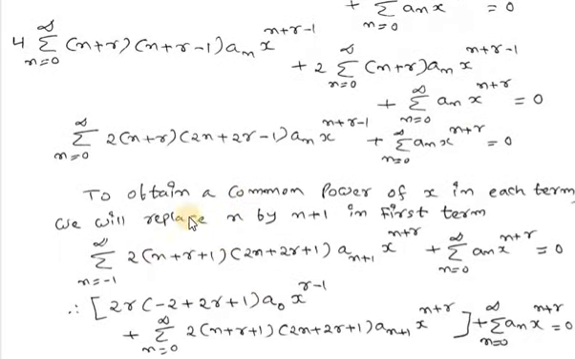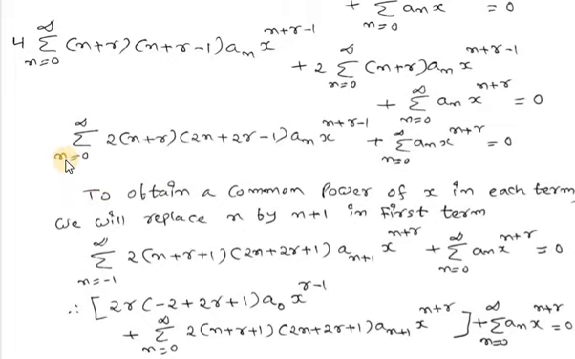Now what we have to do is find a common factor of x in each term. So we will replace n by n plus 1 in the first term. If we replace n by n plus 1 in this first term, the power of x will become n plus r, which will be similar to this one. So we have to make the same power of x, and for that purpose we are replacing n by n plus 1 in this term.